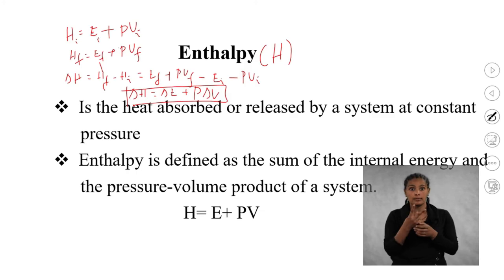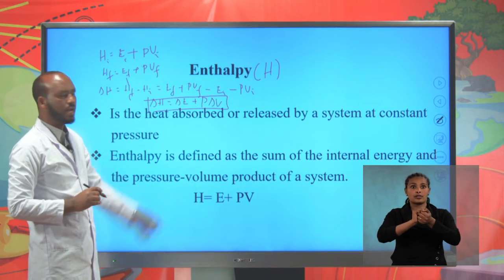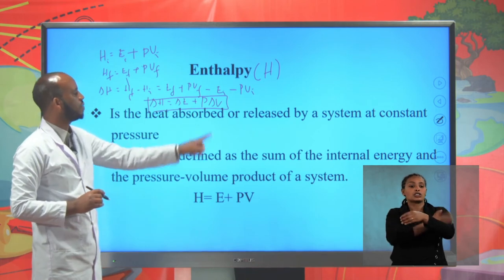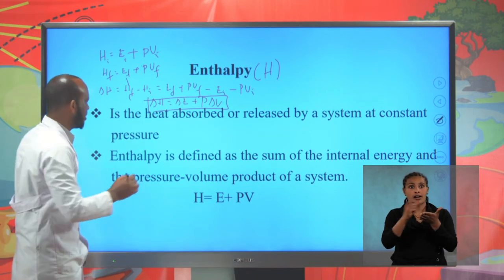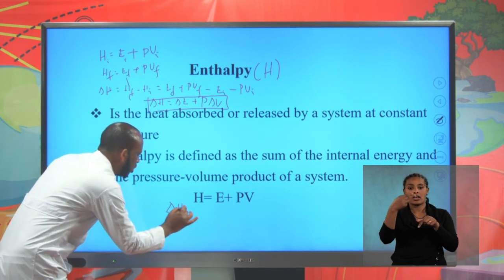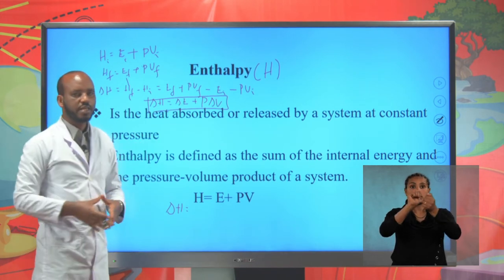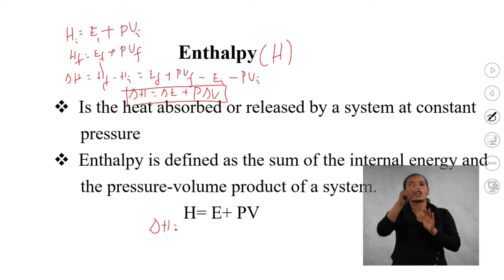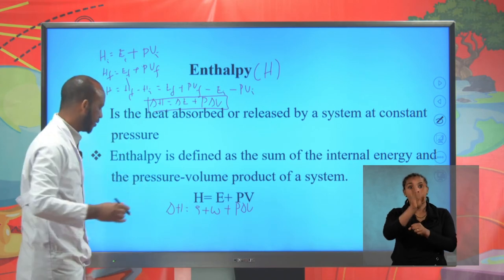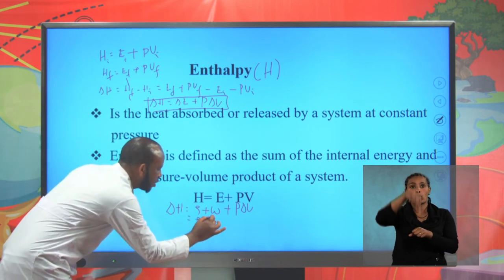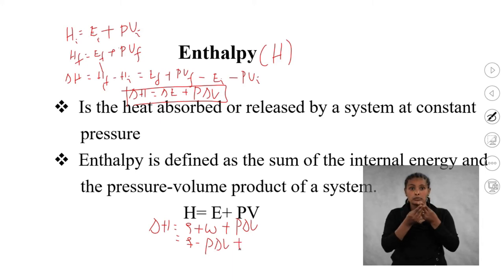You see? Change in enthalpy equals change in internal energy plus pressure times change in volume. We can write this as delta H equals change in internal energy, from the first law of thermodynamics, Q plus W, plus P times change in volume. If work is pressure-volume work, this is the same as Q minus P times change in volume plus P times change in volume.